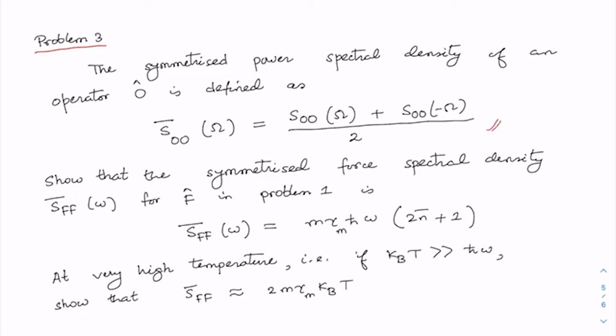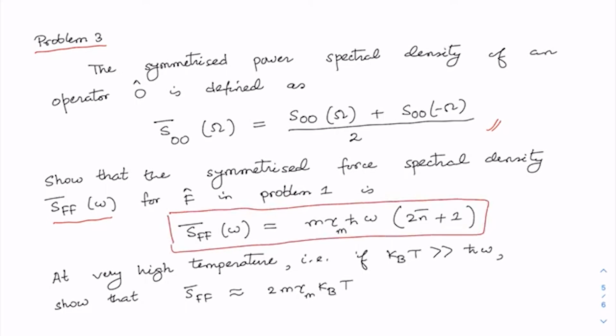This is the definition for symmetrized power spectral density. You are asked to show that the symmetrized force spectral density S_FF bar of omega for F cap, the fluctuating operator that we have discussed in problem number 1, is this. So this is what we are asked to find out. And also at very high temperature, that is when k_B T is much greater than h cross omega, we have to show that this expression for the symmetrized force spectral density reduces to this expression. Okay, let us do it.